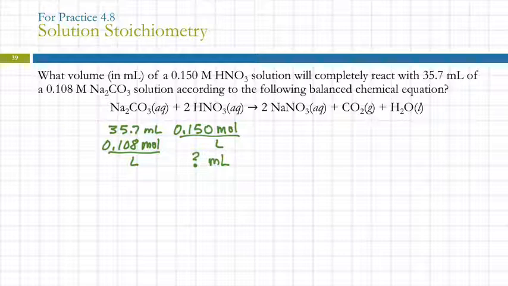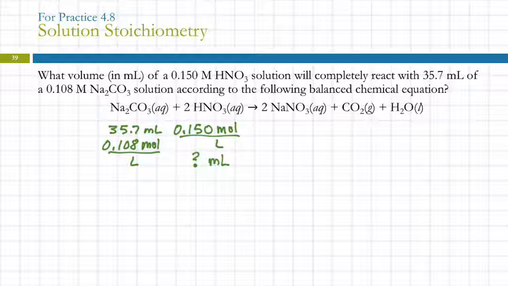Students are often very tempted to use the dilution equation here. M1V1 equals M2V2. Is this a dilution problem? No, it's not. We're not diluting something. This is a chemical reaction. The dilution equation is not for chemical reactions. If the stoichiometry is exactly right, it will work. And so that's why people sometimes use it, because sometimes it works. But many times it doesn't work.